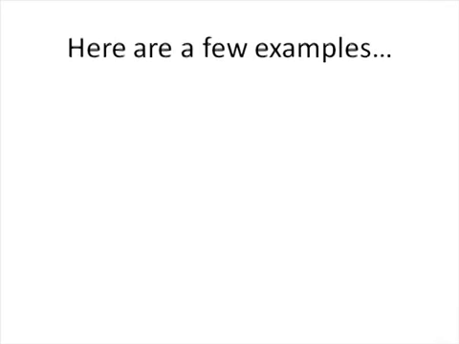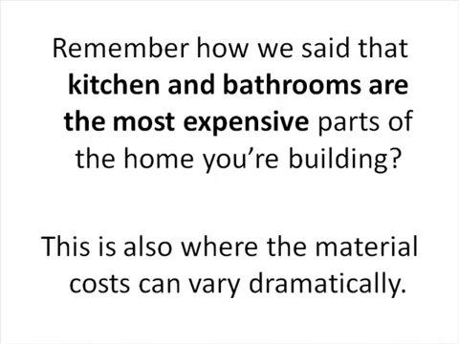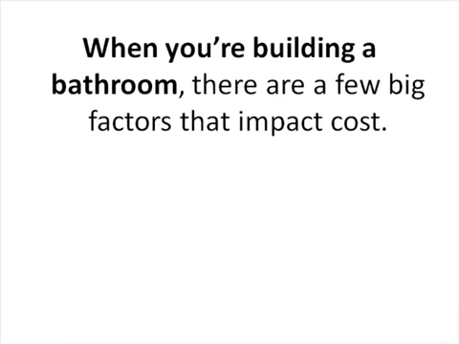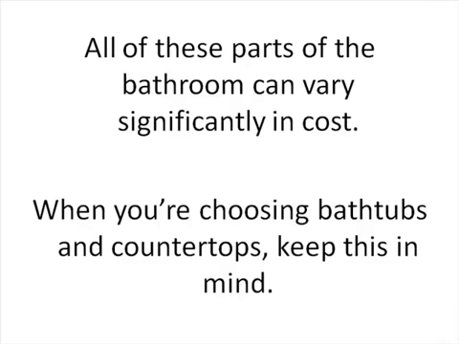Here are a few examples. Remember how we said the kitchen and bathrooms are the most expensive parts of the home you're building? This is also where the material cost can vary dramatically. When you're building a bathroom, there are a few big factors that impact cost. The shower or bathtub, the toilet, the cabinetry, the sink, the countertops, etc. All of these parts of the bathroom can vary significantly in cost. When you're choosing bathtubs and countertops, keep this in mind.